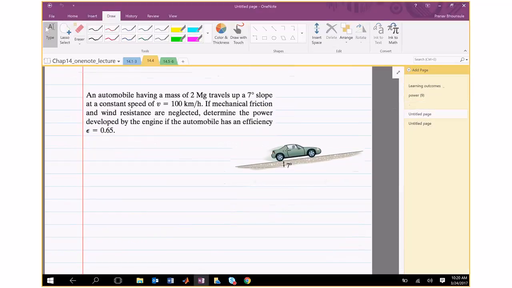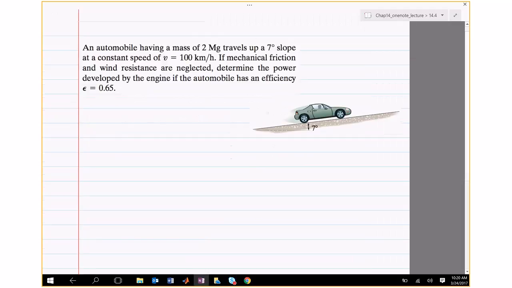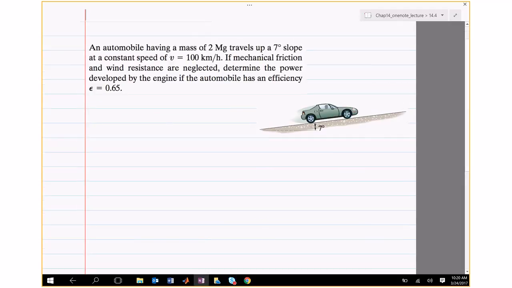Okay, so next question. An automobile having a mass of 2 Mg, or 2 megagrams, travels up a 7-degree slope at a constant speed of 100 kilometers per hour. If the mechanical friction and wind resistance are neglected, determine the power developed by the engine if the automobile has an efficiency of 0.65.